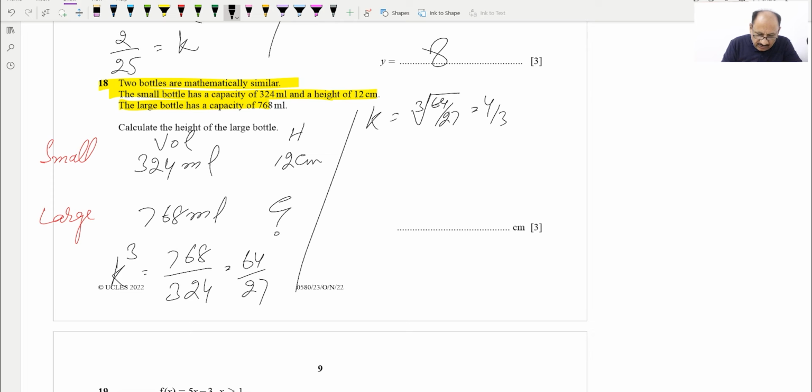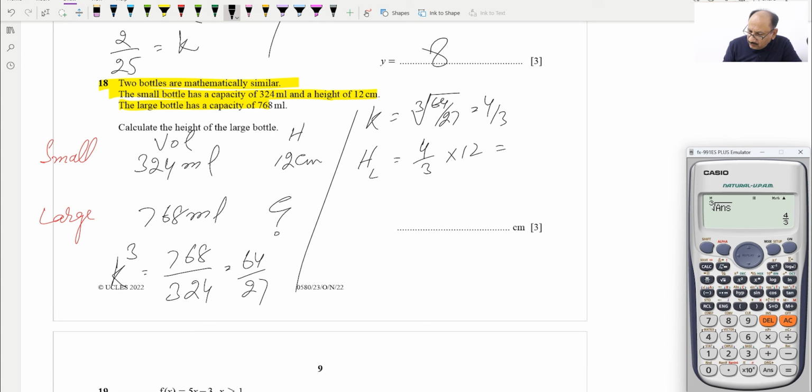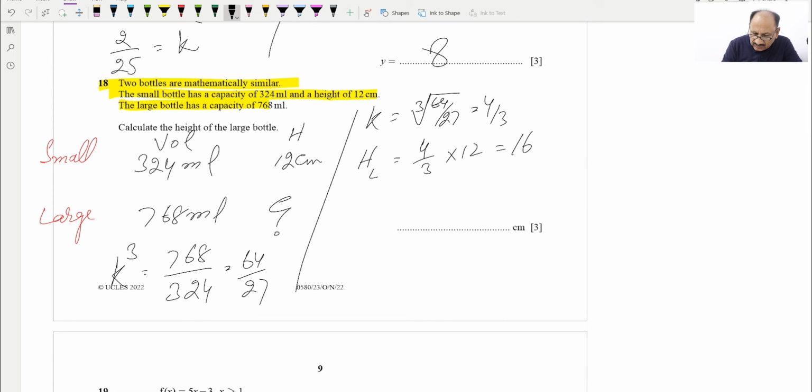And now we have to multiply this by 12 to find the height of the large one. So the height of the large bottle will be 4 by 3 multiplied by 12, which is equal to 16. So 16 centimeters will be the answer for 3 marks.